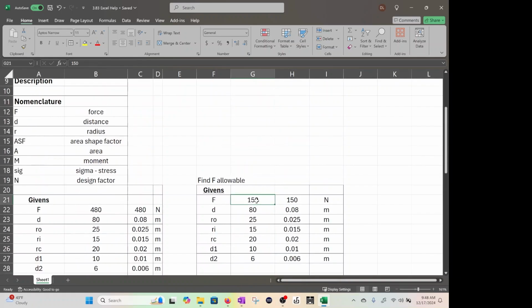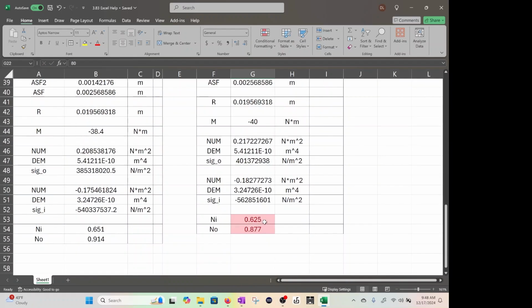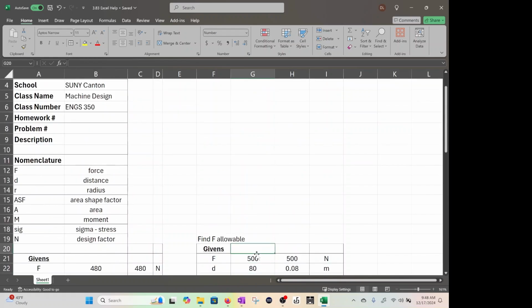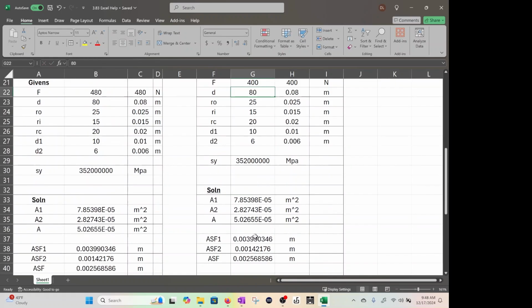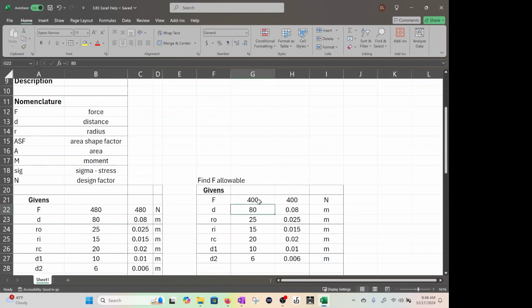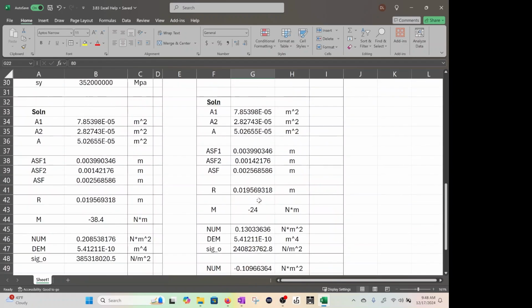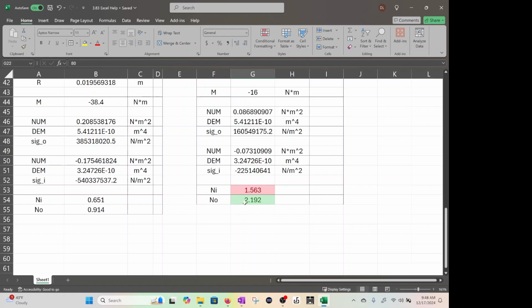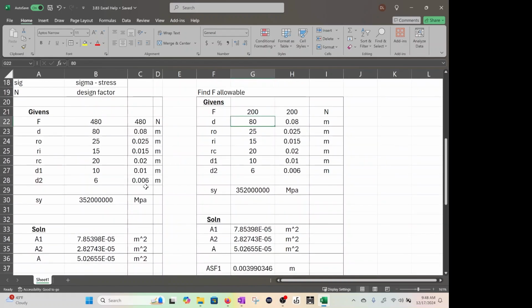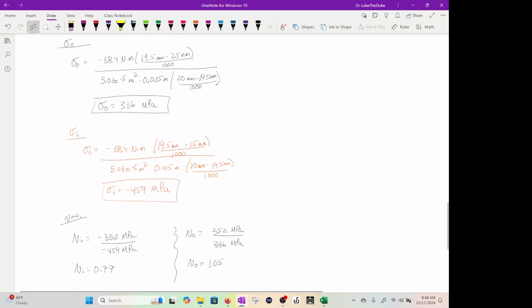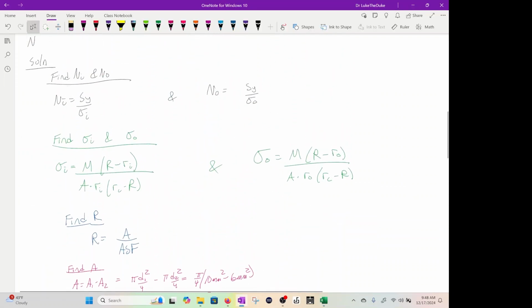When I change this to, say, 500, boom, they both are red. If I change it to 400, we still get red. Okay, let's try 300. Still. Okay, 200. There we go. At 200, you get NO is okay, but NI, it's not designed right. So here, this is an example of stress concentrations and design factors to help you for homework 2. Best of luck, and if you have questions, let me know.